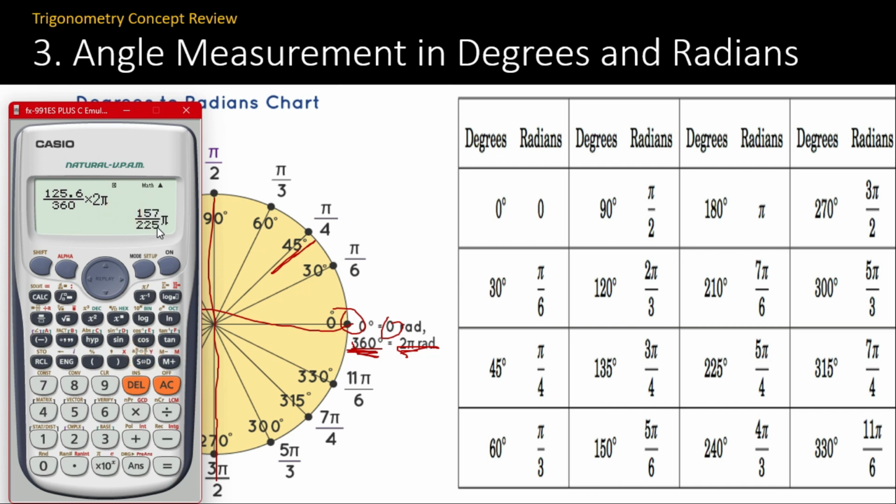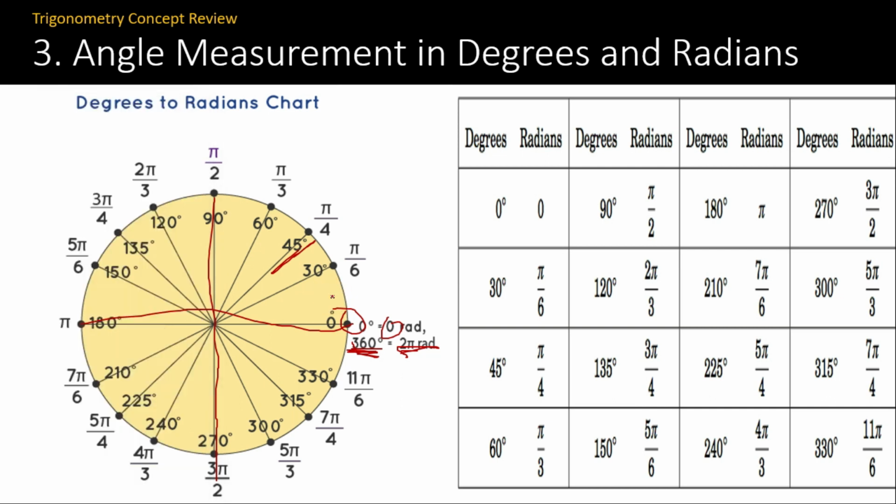So don't worry to chew it. You don't have to chew this to know that 90 is equal to pi over 2, and 60 is equal to pi over 3. Just know that you pick the respective angle, divide by 360, multiply by 2 pi, and you're going to get your answer straight away.